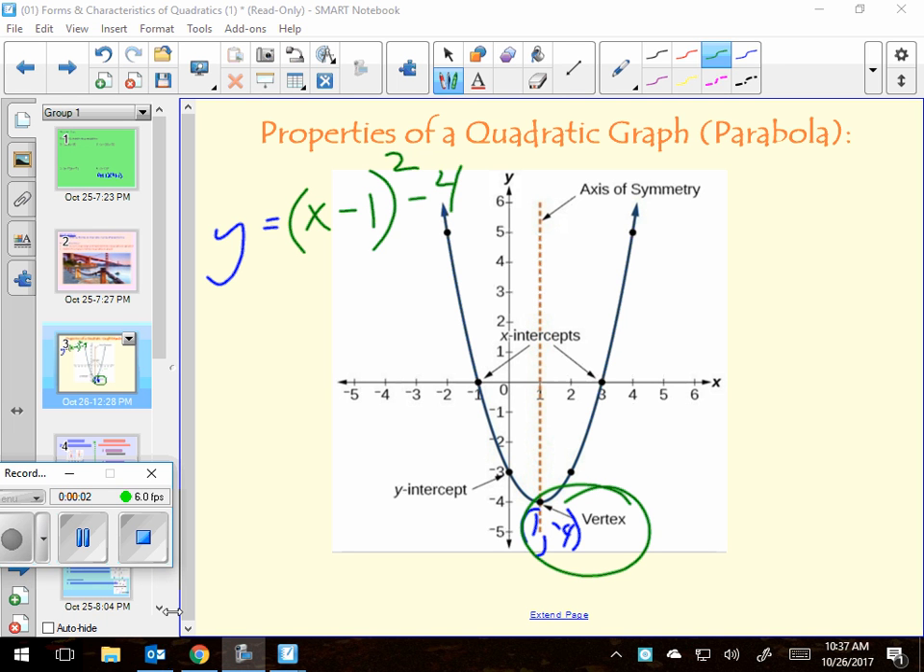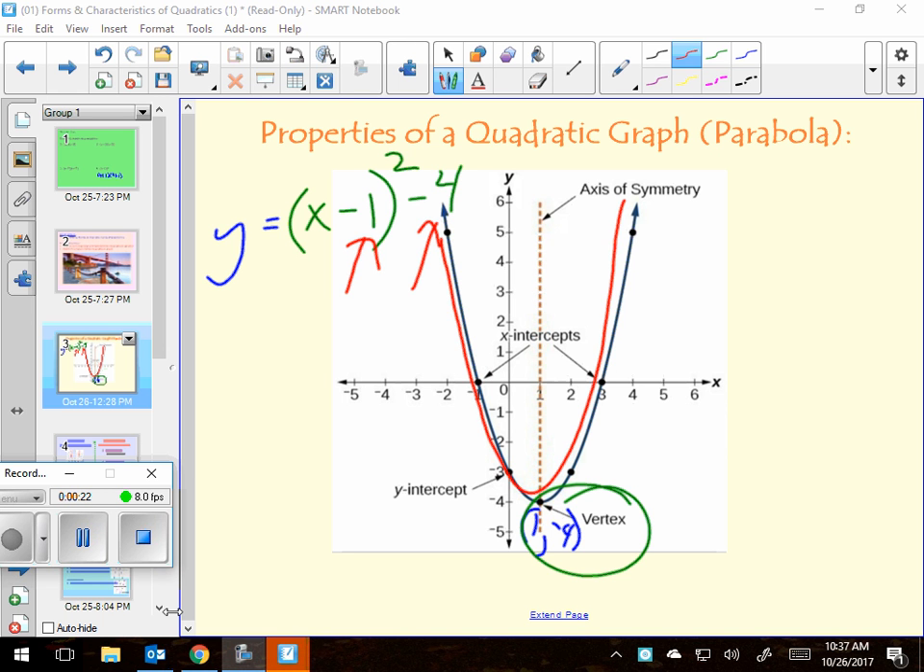Okay, so we are doing for today a whole bunch of different forms of equations. The first one is called vertex form, and it's the one you're familiar with. It's the one I wrote in green on the board there. And these are different forms of a quadratic. Vertex form is the one that shows you it moved to the right 1 and down 4. It looks like this graph right here.